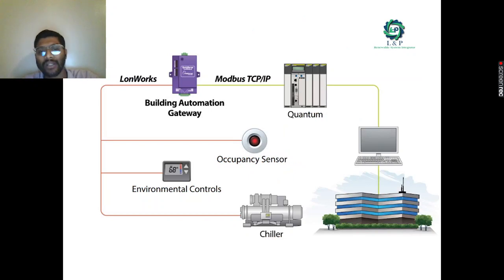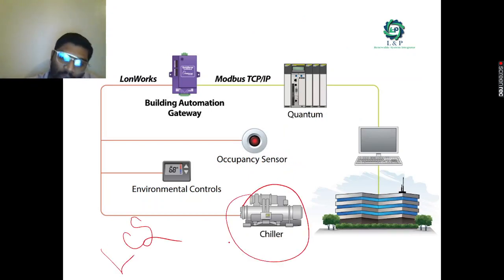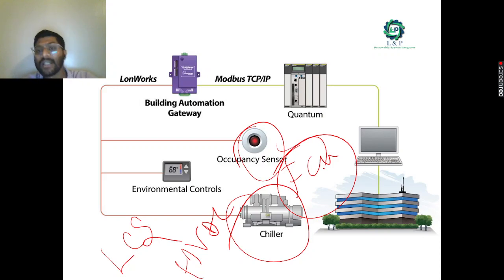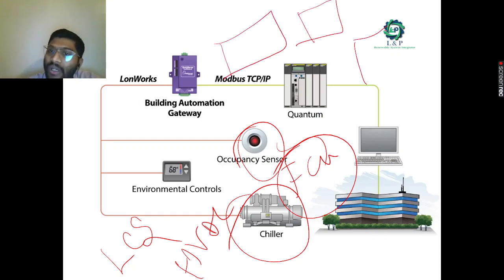Through BACnet, you can communicate with a lighting control system. You can communicate with HVAC chillers. You can communicate with fan coil units. You can communicate with occupancy sensors. Like this, you can communicate with so many devices. These devices might be present at different locations with their own different controllers.